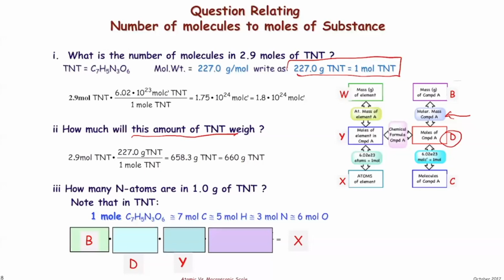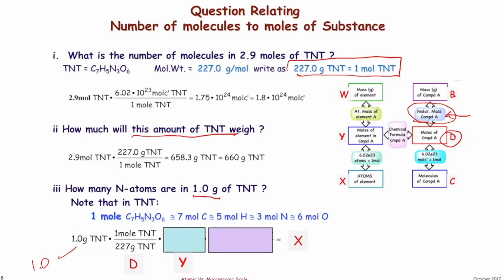The last one is 1 gram of TNT. So we're going to start out with 1 gram here and go from B to D. That's going to use the molar mass of TNT. D to Y, we're going to say that for every 1 mole of TNT there are 3 moles of nitrogen. That's the conversion factor where you use the formula right there. And then finally, we're going to use Avogadro's number.